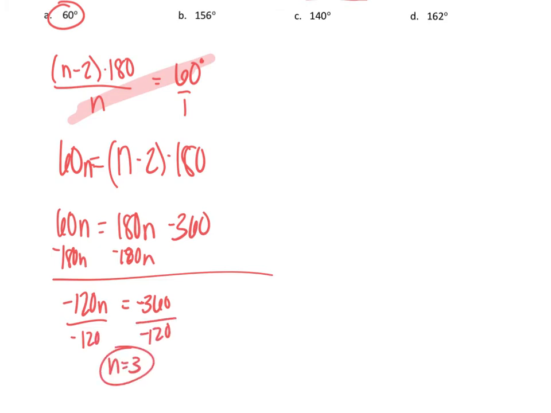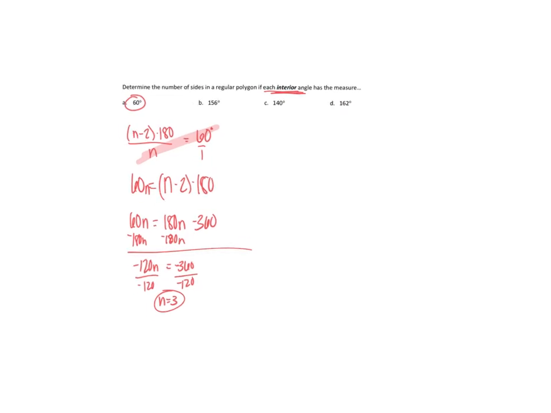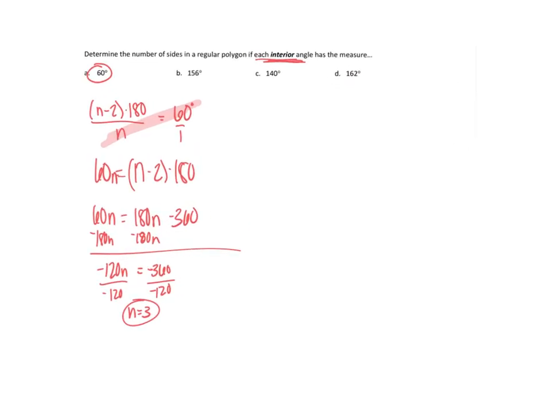So I go through all that work to get that n equals 3, that my shape had 3 sides. And I guess if it's a regular polygon and each angle is 60 degrees, that makes sense that it's a triangle, because I know equilateral triangles have 60-degree angles. That's a shape that I'm pretty familiar with.